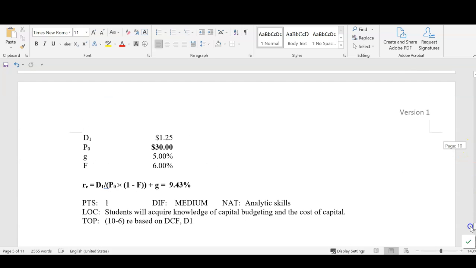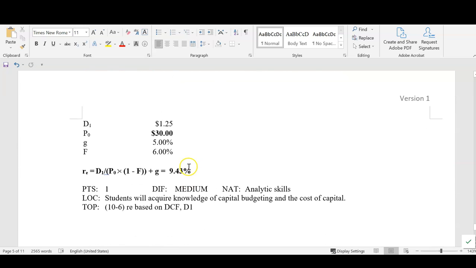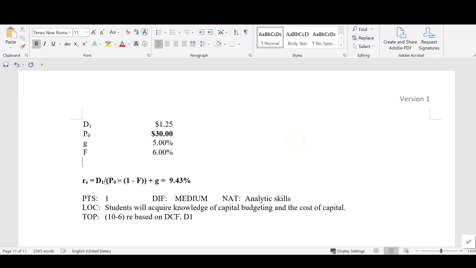Let's look at the solution here. For a regular constant growth model, we know that RE, or cost of equity, equals D1 over P0 plus g. The original model is that P0 equals D1 over R minus g. So the cost of equity for common stock should be D1 divided by P0 plus g.